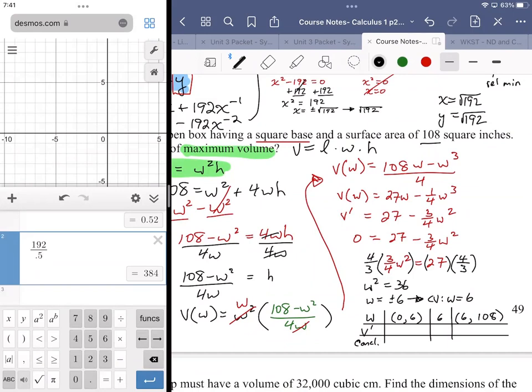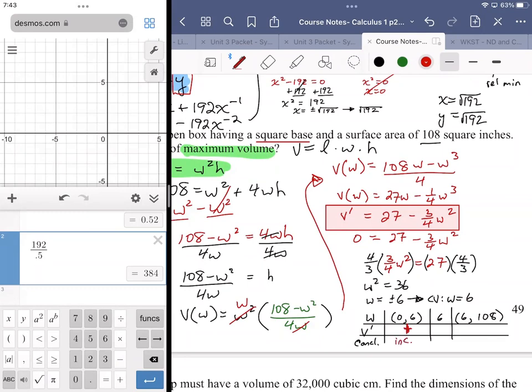So I have my derivative function right here. If I put in a value between 0 and 6, so let's say I put in the number 1. 1 squared is 1, times -3/4 is -3/4. 27 minus 3/4, that's a positive number. So that shows that it's increasing.